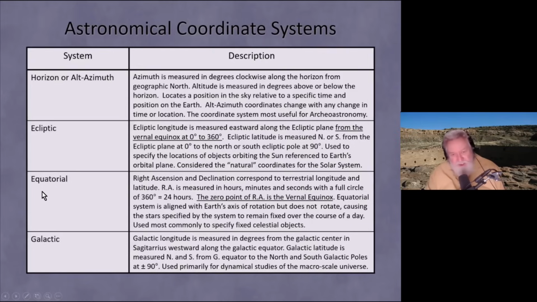Then you have the equatorial system, which is right ascension and declination, corresponding to terrestrial longitude and latitude. So imagine Earth's latitude and longitude lines projected onto the celestial sphere, and that gives you your equatorial system, right? The zero point, the reference point, would be the celestial equator. Right ascension is measured in hours, minutes, and seconds, with a full circle of 360 degrees equaling 24 hours. Well, that's because the whole thing is rotating.